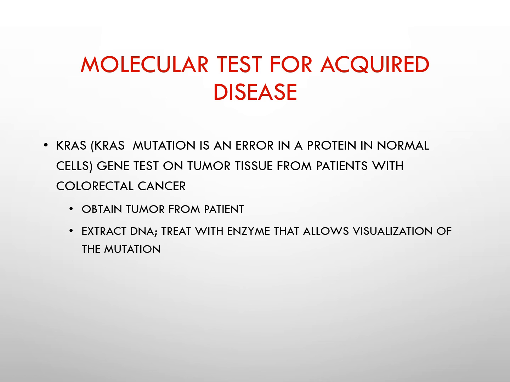So, molecular tests for acquired disease. KRAS is a gene test on tumor tissue from patients with colorectal cancer. What we do here is obtain tumor from the patient, extract DNA, and treat with an enzyme that allows visualization of the mutation.